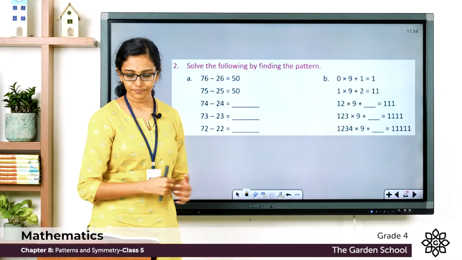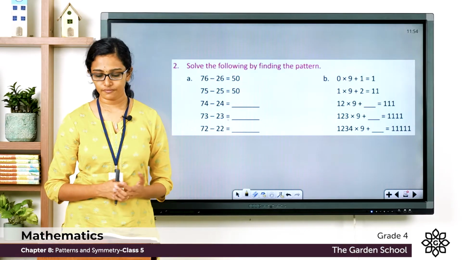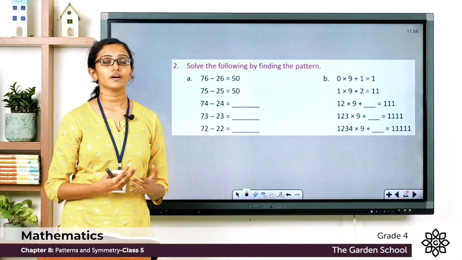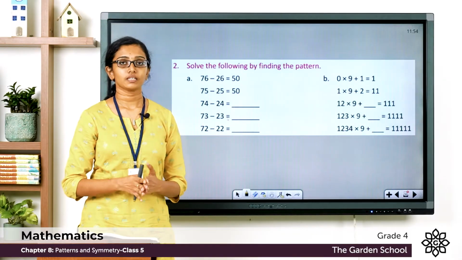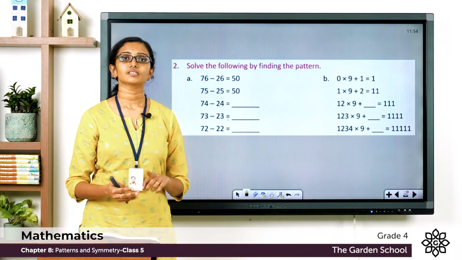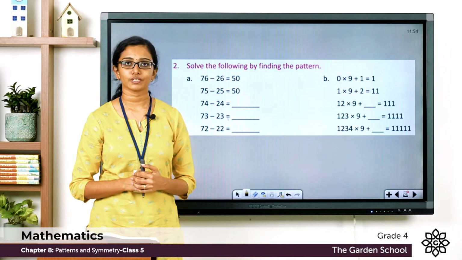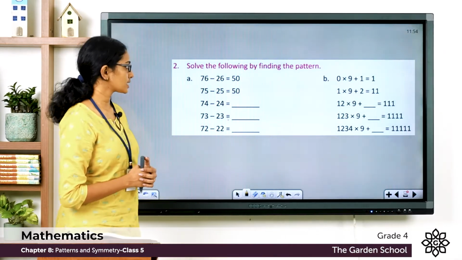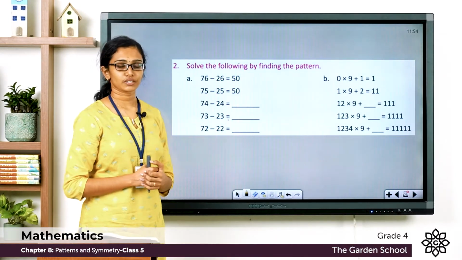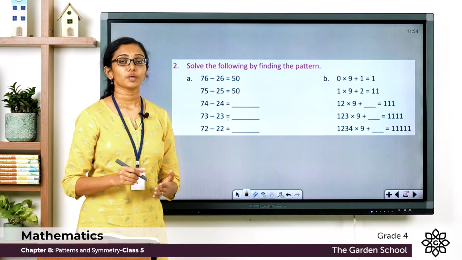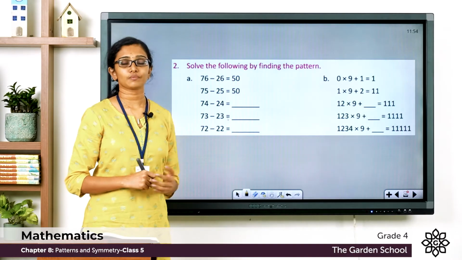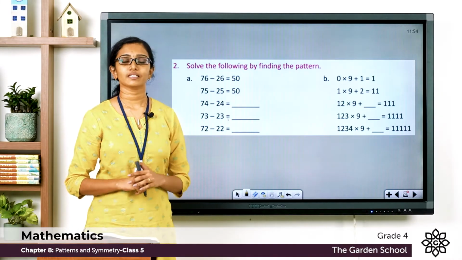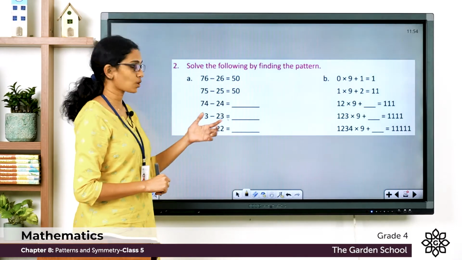Now, the second one, solve the following by finding the pattern. We have learned number patterns, and we can see patterns of numbers in addition, subtraction, multiplication and division. Here the first question is a pattern in subtraction. We know when we subtract the same number from both the minuend and the subtrahend, the difference will remain the same. So, this is the pattern shown here.